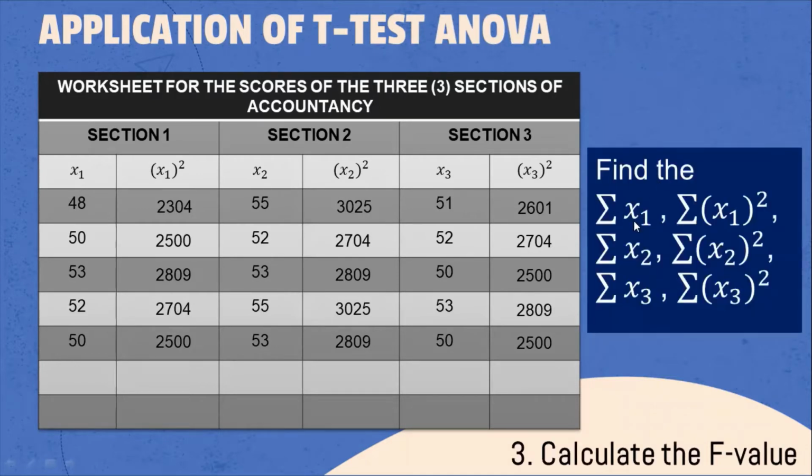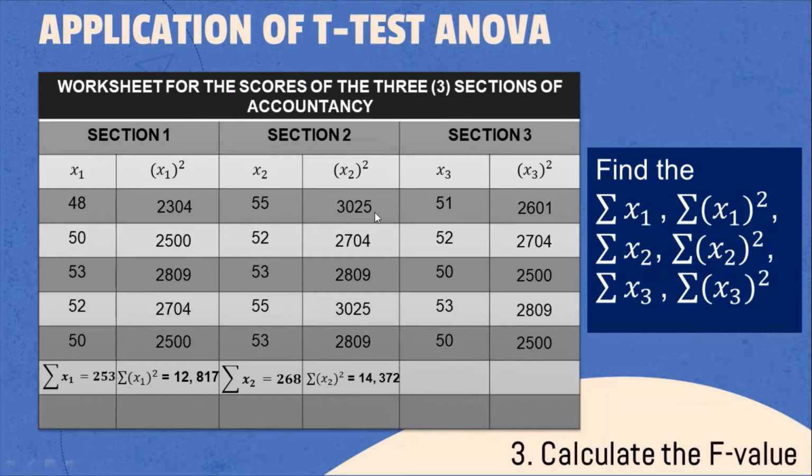find the summation of x sub 1, the summation of the square of x sub 1, the summation of x sub 2, the summation of the square of x sub 2, the summation of x sub 3, and the summation of the square of x sub 3. We will simply add all the values of x sub 1: 48 plus 50 plus 53 plus 52 plus 50. Summation of x sub 1 is 253. Next, 2,304 plus 2,500 plus 2,809 plus 2,704 plus 2,500. Summation of the square of x sub 1 is equal to 12,817. Next, summation of x sub 2: 55 plus 52 plus 53 plus 55 plus 53. Summation of x sub 2 is equal to 268.